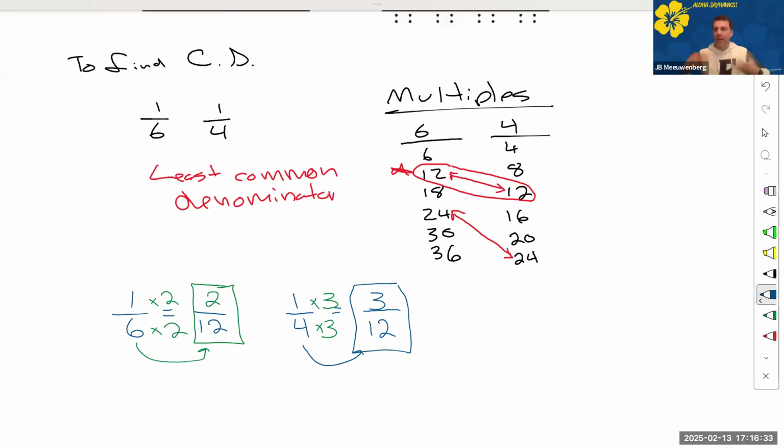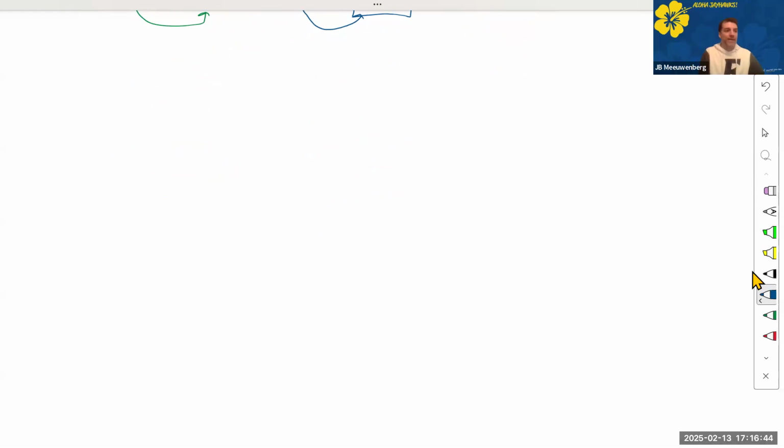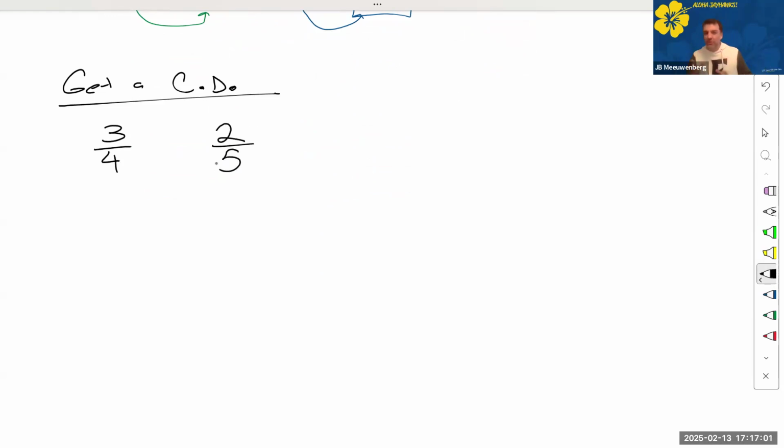Now that we've seen a couple of different ways to find common denominators, let's practice. I'll give you a couple of pairs, and your job is just to get these fractions to have a common denominator. So get a CD, common denominator. Let's start fairly straightforward. Let's go 3/4 and 2/5. So change those, get those into a common denominator.